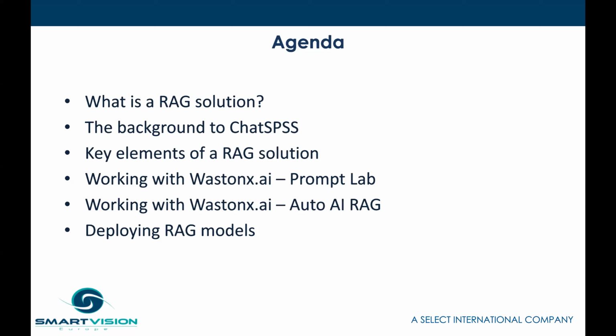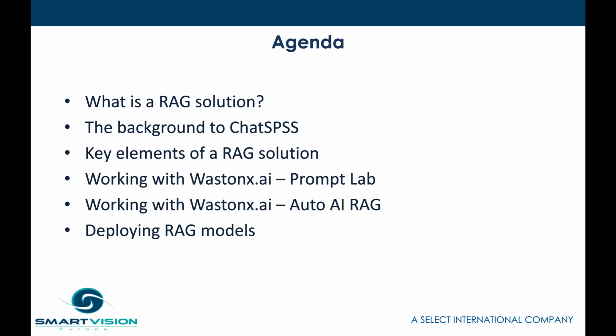So we'll be talking about the key elements of a RAG solution, and then I'll start doing some demonstrations. I'll demonstrate ChatSPSS if you haven't seen that already, which is really the end point of our project in working with a RAG solution. And then I'm going to open up watsonx.ai and show you how you can get started yourself with your own information, your own data to develop your own type of solution. Firstly, with what's known as the Prompt Lab.